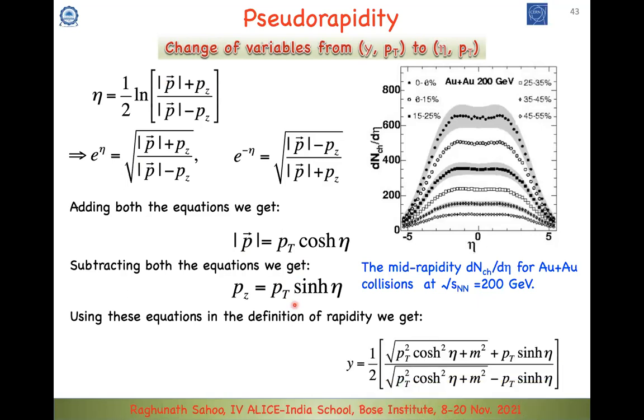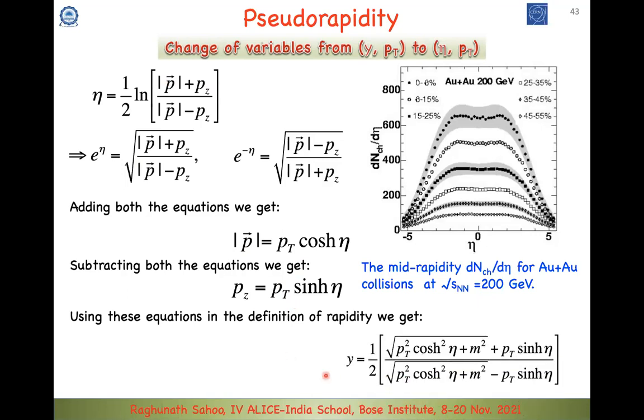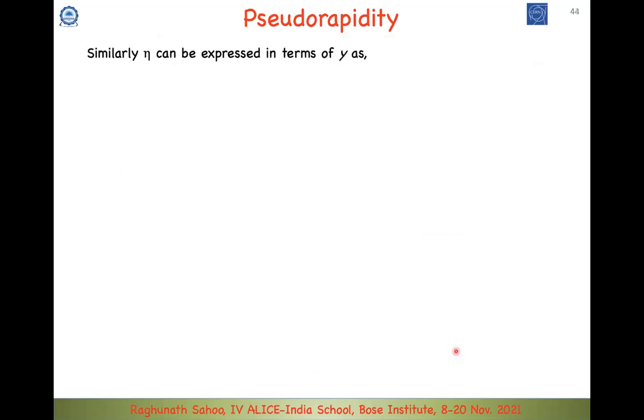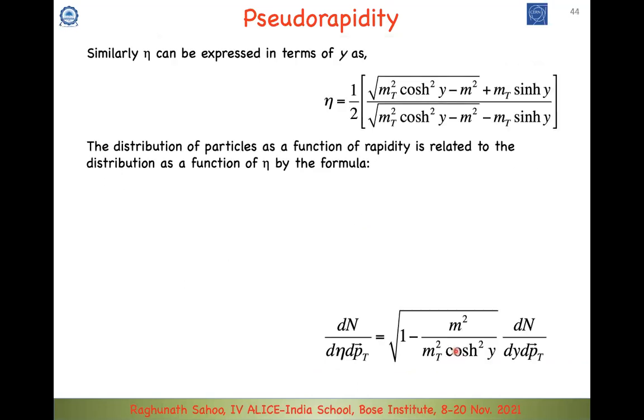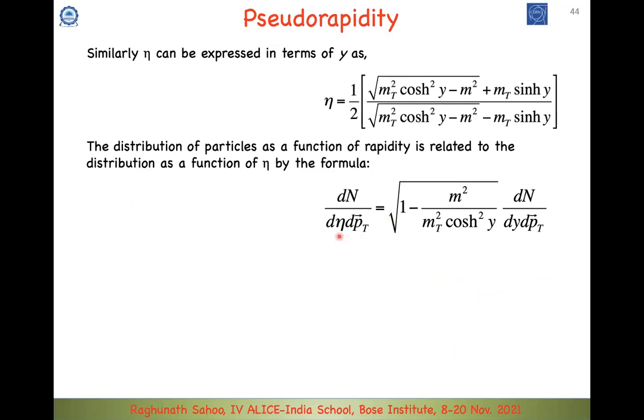Using these expressions, I will find my y can be written in terms of eta and pT. So you reorganize the things and you will find my eta in terms of your total number of particles or differential number of particles dN as a function of pseudorapidity, and pT is there. You can integrate out pT also, and on the other side you have y. So this is the conversion formula from pseudorapidity to rapidity and vice versa.